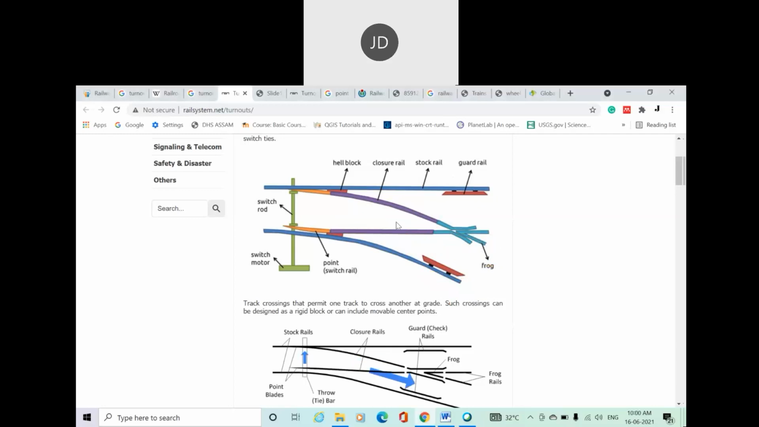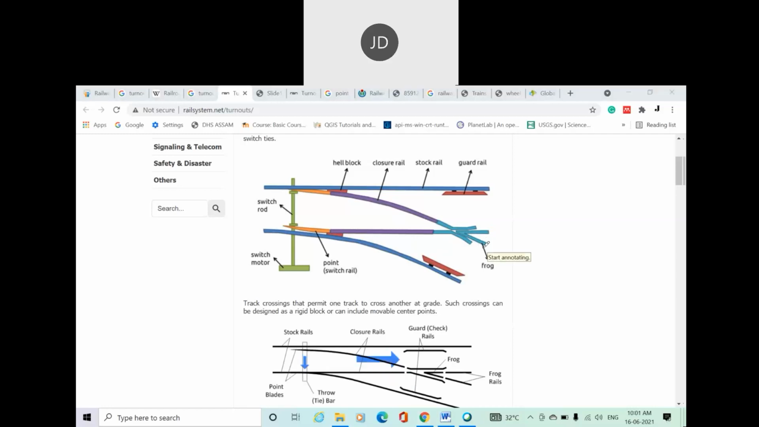Okay, suppose a train is moving in this direction, so the train will cross over this. Fine. And suppose a train is moving in a straight direction, then also a wheel goes along this. Okay, so whichever direction that particular train takes, the frog will always be taking pressure. So basically the nose point, the nose is a part of the frog. This nose and the frog will be of high strength. This is a very important term in point and crossing.